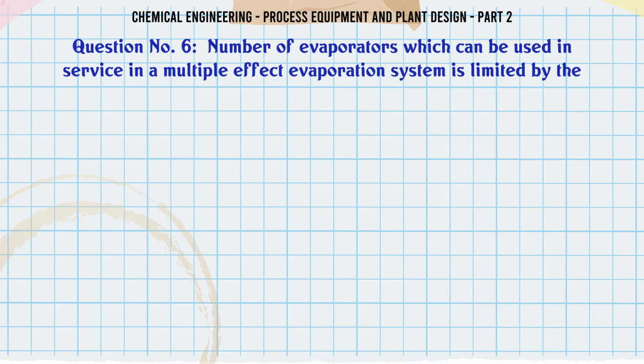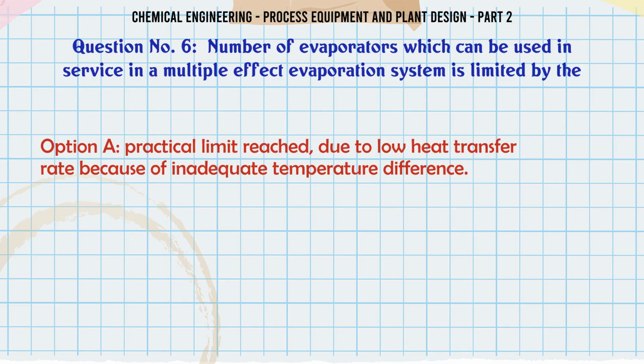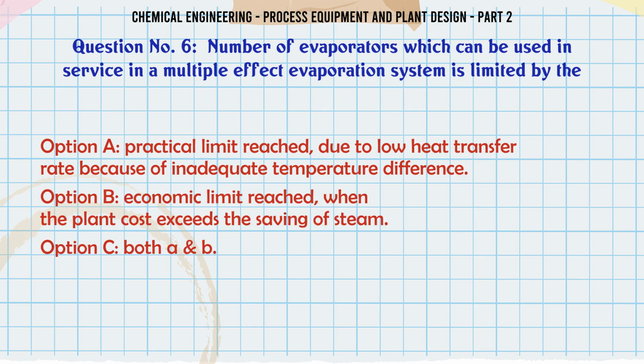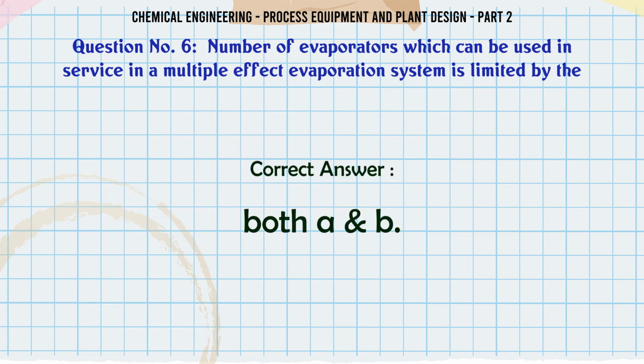The number of evaporators which can be used in service in a multiple effect evaporation system is limited by the: A. practical limit reached due to low heat transfer rate because of inadequate temperature difference, B. economic limit reached when the plant cost exceeds the saving of steam, C. both A, B, D. neither A nor B. The correct answer is both A, B.